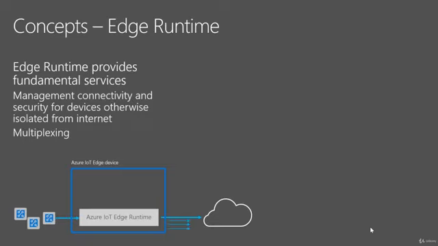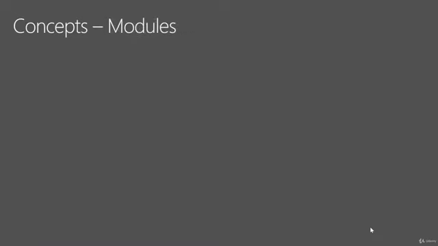And also we can do multiplexing, connecting many devices into the IoT Edge, and most importantly, store and forward offline. So if the device is not connected to the internet, IoT Edge will store the data that it received from the devices, and then it will forward it the next time they are online.